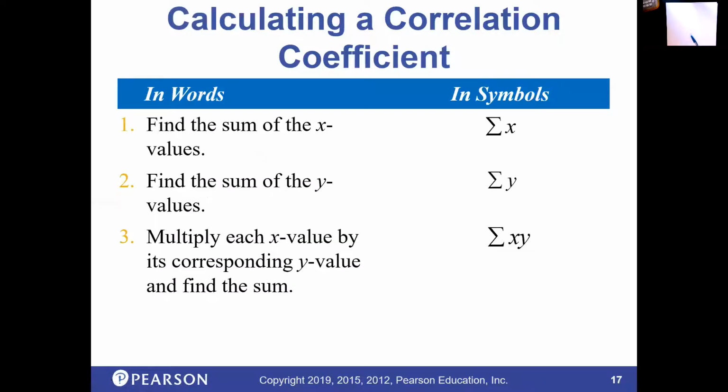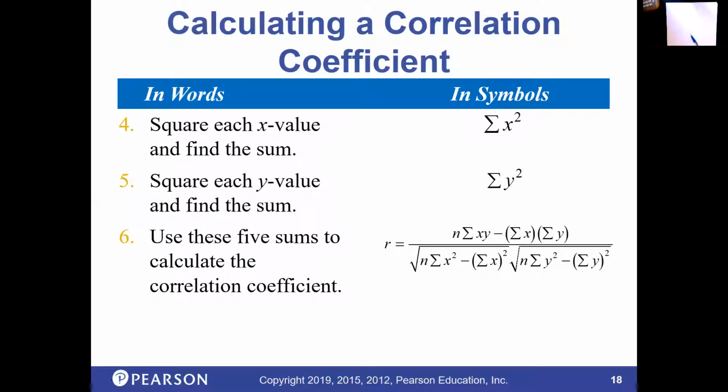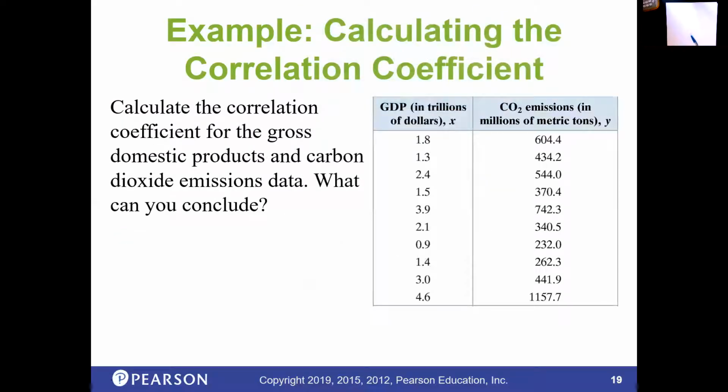Now, we can skip all of these steps. We will not be using this formula to get the correlation coefficient. We're going to do this on the calculator, and let's look at that right now. We're going to take this GDP CO2 emissions data, put it in the calculator, and find out what the R value is.